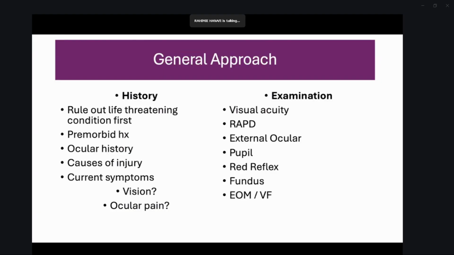Is the vision still good? Is the patient having ocular pain or not? And for the examinations, as mentioned by Dr. Shida in the beginning of the webinar, the main thing is the visual acuity of the patient. We need to test for the RAPD, look at the external ocular, look at the pupil, the red flags, the fundus, and also check the extraocular muscle movement. And sometimes we need to check the visual field as well.